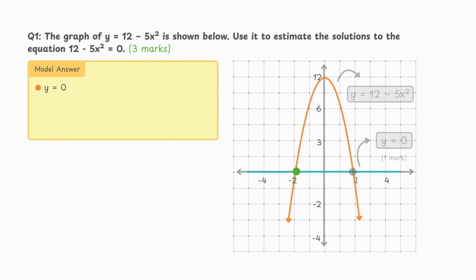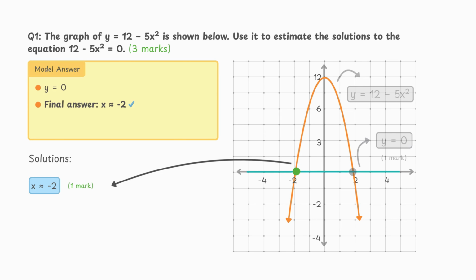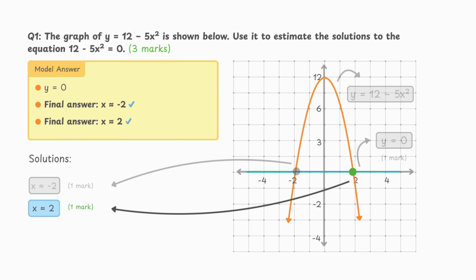The left intersection is close to -2. So we estimate the first solution as x is approximately -2. This earns 1 mark. Now look at the right intersection. This point is close to +2. So we estimate the second solution as x is approximately 2. This earns 1 mark. So the solutions are x is approximately -2 and x is approximately 2.